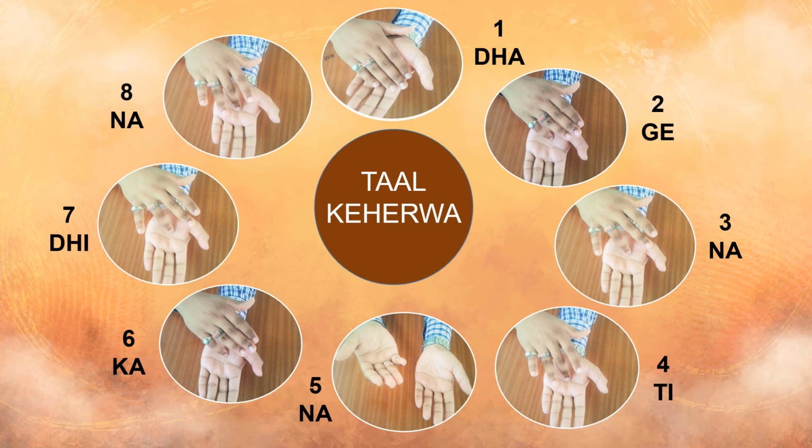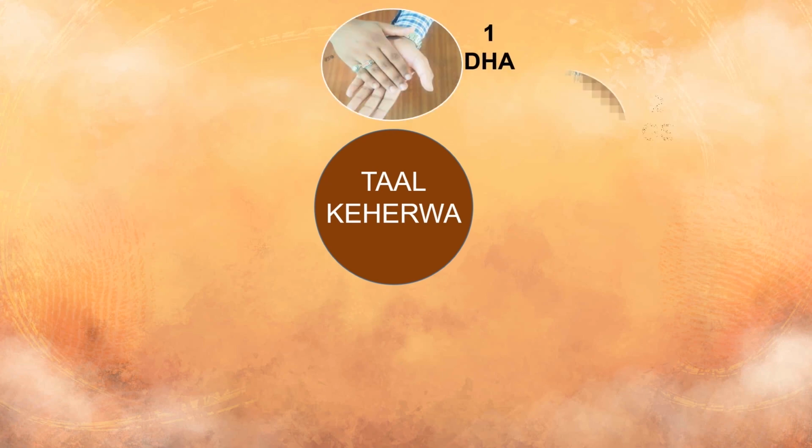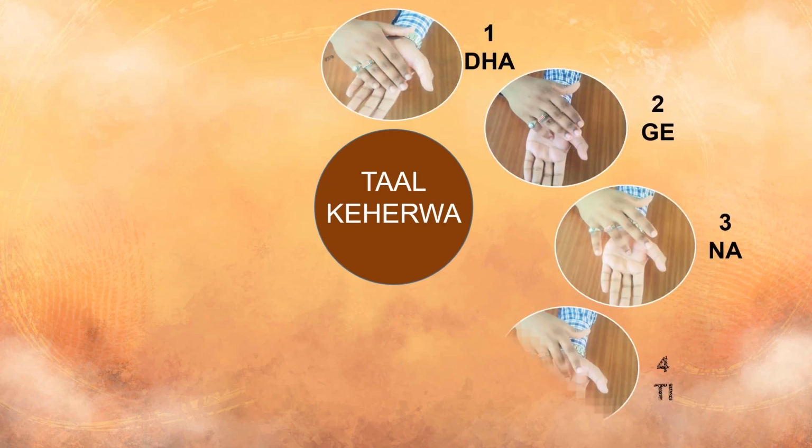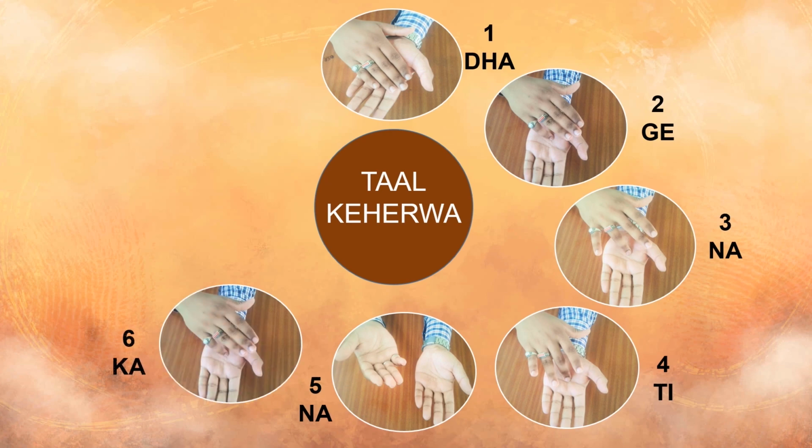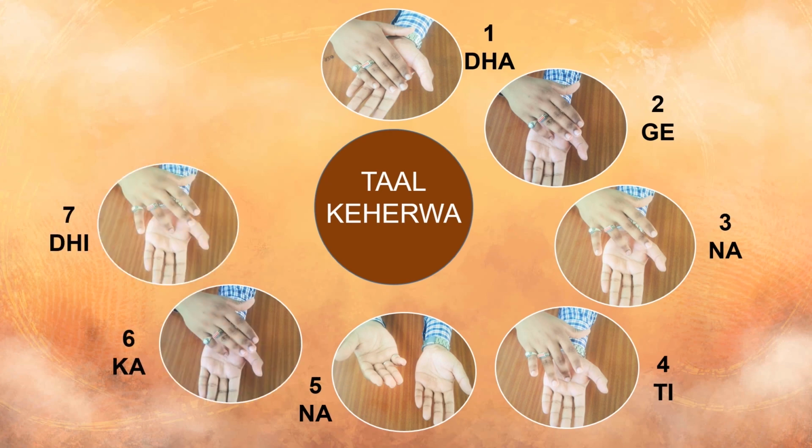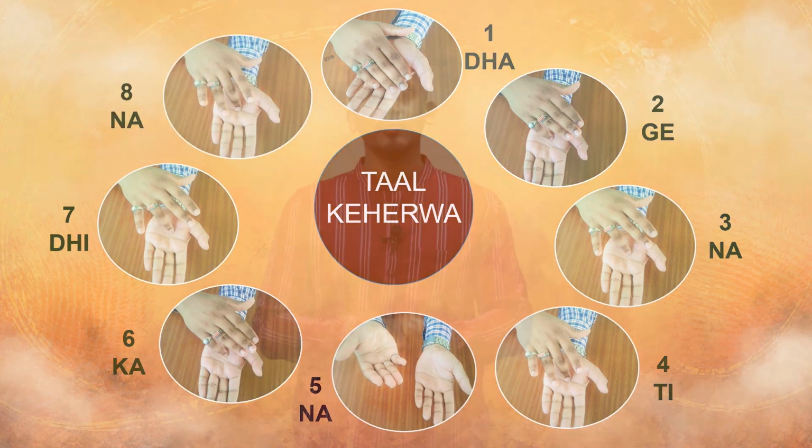Let us do it once more. 1, 2, 3, 4, 5, 6, 7, 8, 1. We have done 1 revolution or 1 avartan. Now we are going to practice it with the respective syllables.